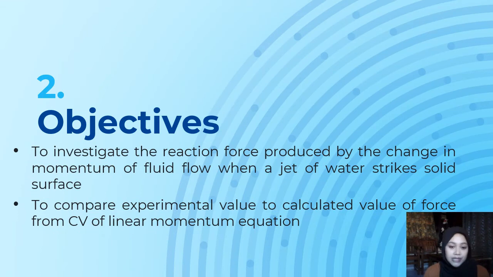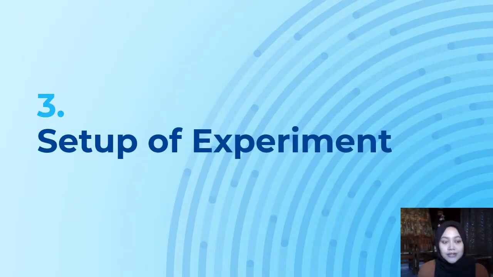There are two objectives in this experiment. The first one is to investigate the reaction force that is produced by the change in momentum of fluid flow when a jet of water strikes the solid surface. The second one is to compare the experimental value to the calculated value of force from the control volume linear momentum equation. Now let us see the setup of the experiment.